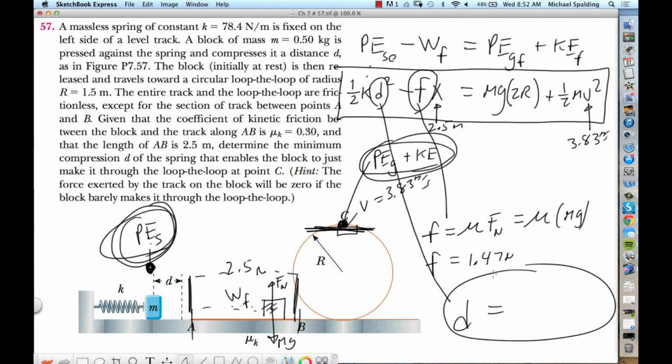And I'll be honest with you, I don't know what the answer is, but I pretty much solved it for you, everything except punching it into the calculator. So you got R is 1.5, you got M, you got everything. Just solve that for d.